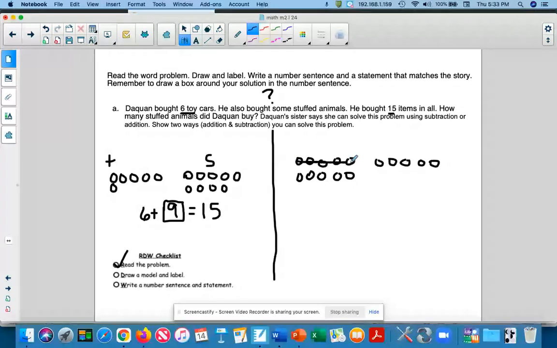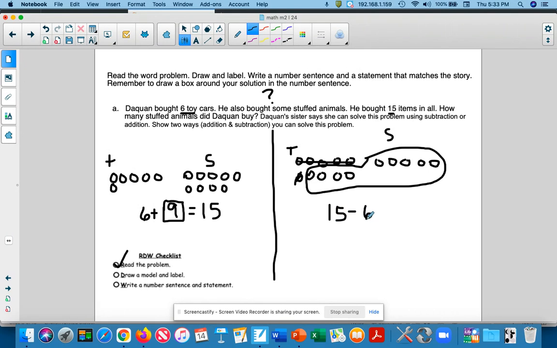Again, we have our 5, and one more is 6. And we took away the toy cars. That's a T for toy cars. And now I know this other unknown is my stuffed animals. So our subtraction number sentence, starting with the whole 15, we subtracted 6, so 15 minus 6. And let's see if we can find our difference.